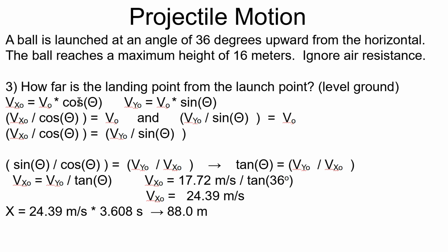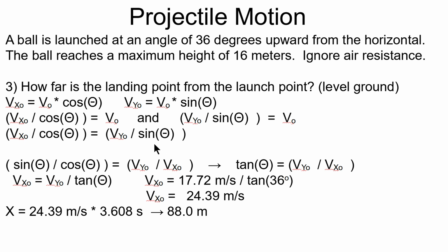If I divide both sides by cosine theta, I get this expression. The second equation, divide both sides by sine of theta, we get this expression. So I have a quantity here equals V naught, a quantity here equals V naught. They're the same. So Vx naught divided by cosine theta is equal to Vy naught divided by sine of theta.